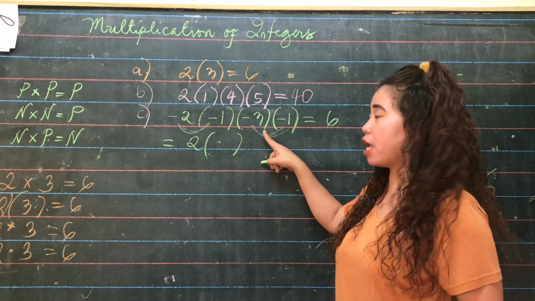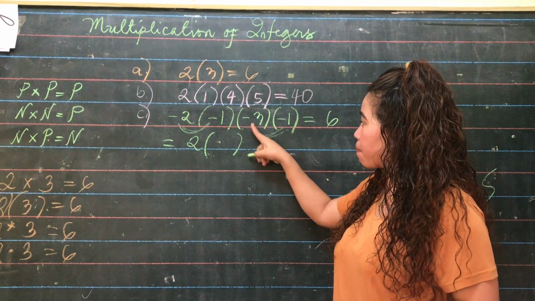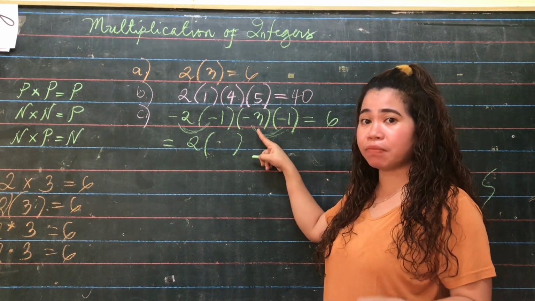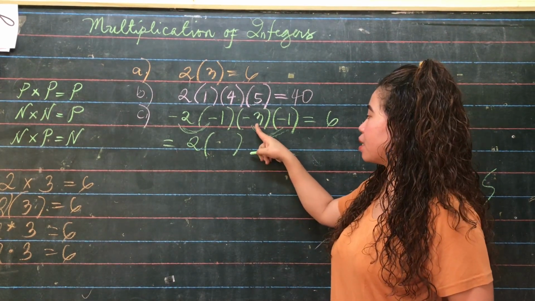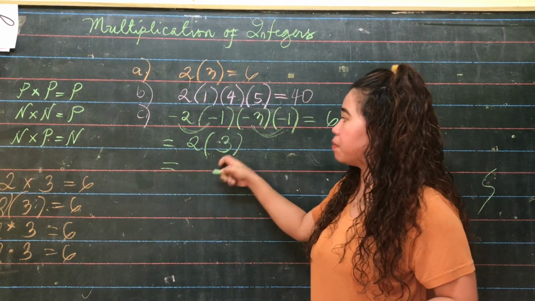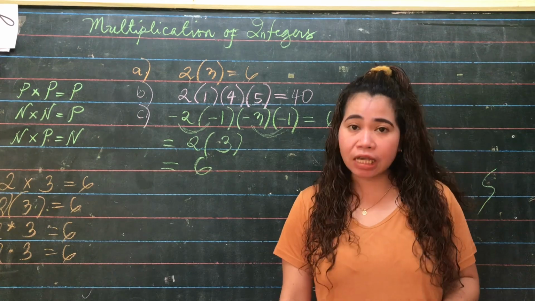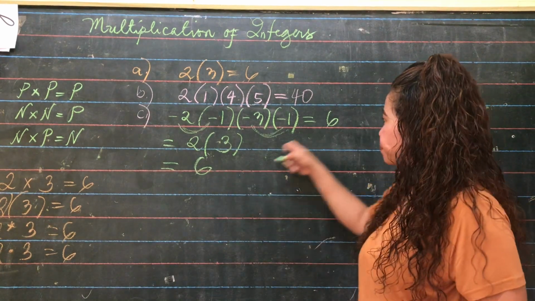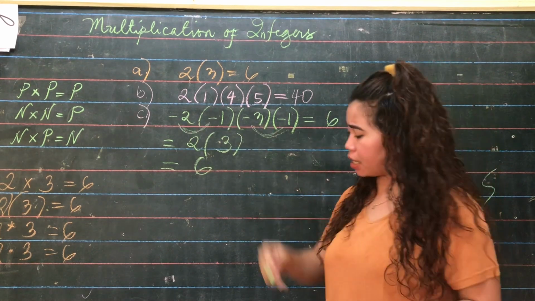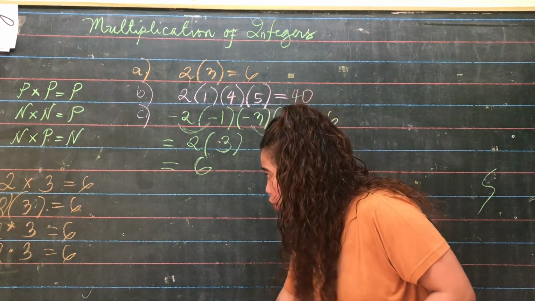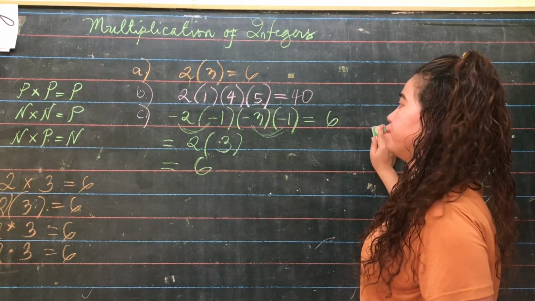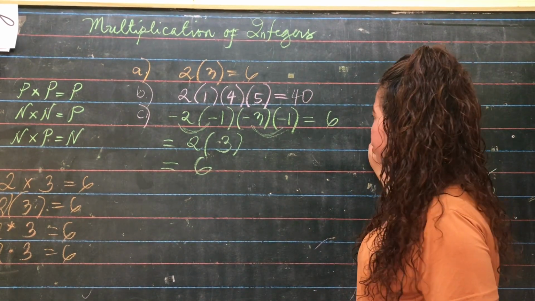Two of them, all negative numbers. Two negative integers are multiplied. Same sign, the answer is positive. Negative 3 times negative 1, the answer is positive 3. 2 times 3, you have 6. Same sign, same answer. All negative numbers are multiplied, the answer is positive. Next, we look at when the number of negative numbers being multiplied is odd.